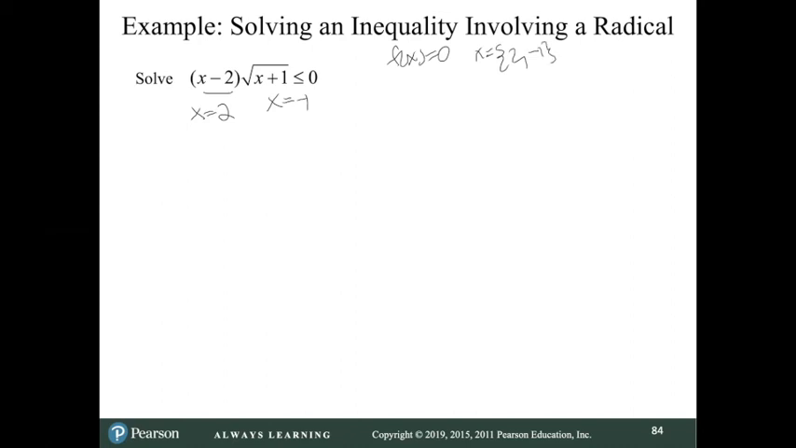What would make this undefined? Well, x cannot be less than negative 1, right? x plus 1 has to be positive. Okay, so sign chart. Negative 1 and 2, those are our critical values. When x is less than negative 1, this is undefined. I can't take the square root if x is less than negative 1. For example, if x is negative 2, negative 2 minus 2 is negative. The square root of negative 2 plus 1 is the square root of a negative. That is what makes this undefined.